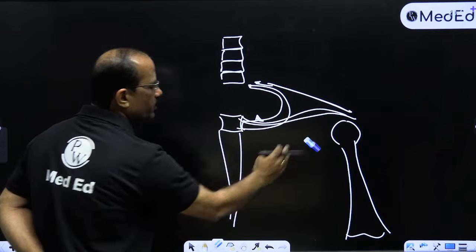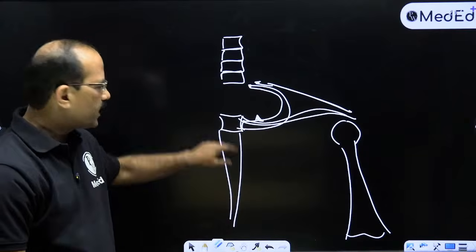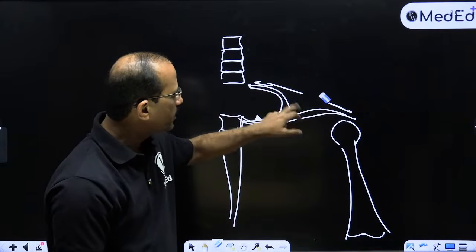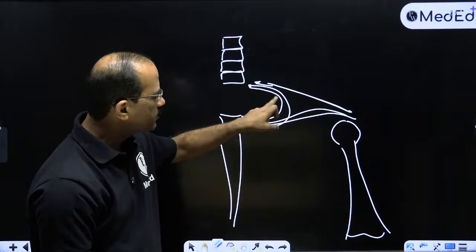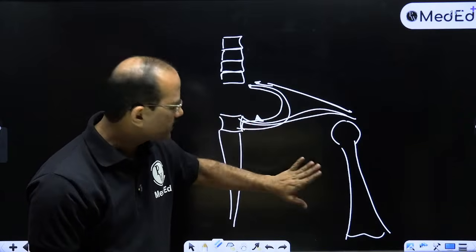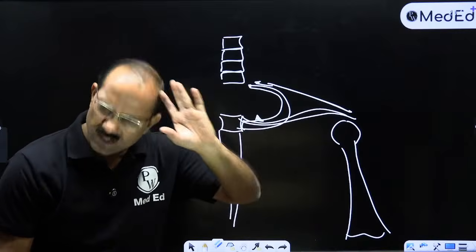Okay, fine. Just have a look now. So that's the manubrium sterni. That's the clavicle. This is the scapula. This is the first rib. This is the apex of the axilla. This is the axilla. Fine. Just try to understand the concept.